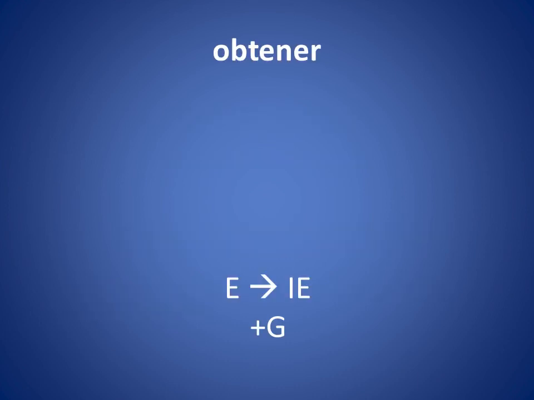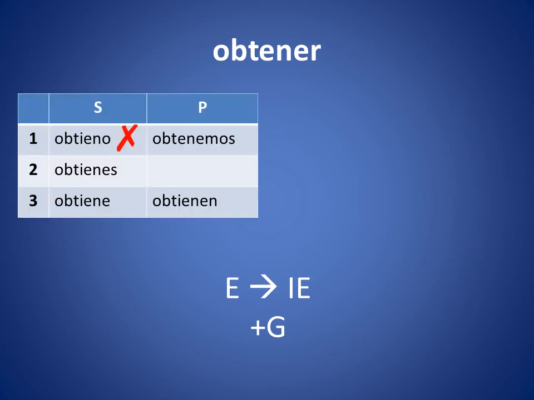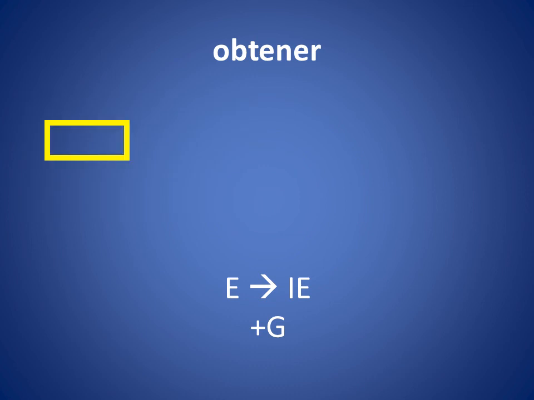Okay, so the verb obtener, to obtain. We've got a stem change, E to IE. We've got a yo change, the plus G. If we were to just do the stem change there, and it's a simple stem change, it's an ER verb, which only accommodates a simple stem change, we would end up with obtieno. And you probably know that tener is not yo tieno, but rather yo tengo.